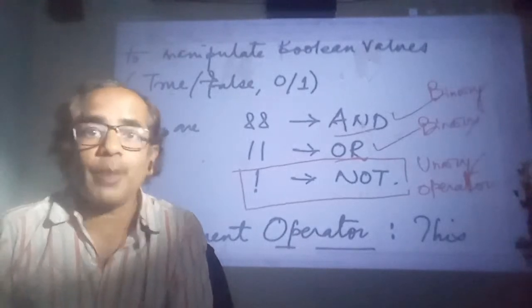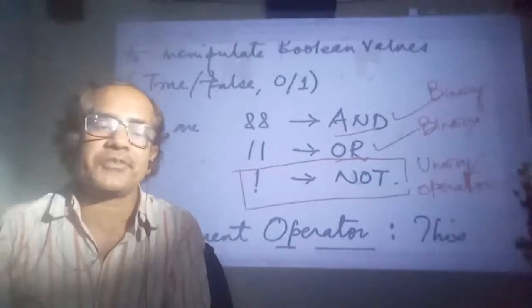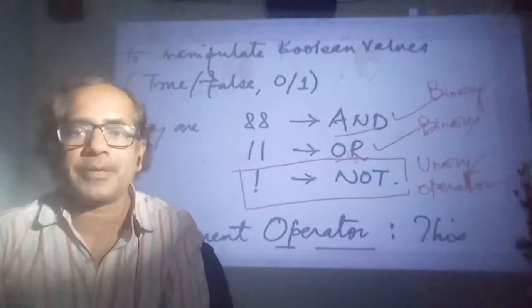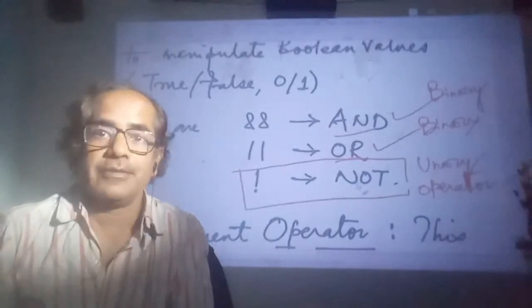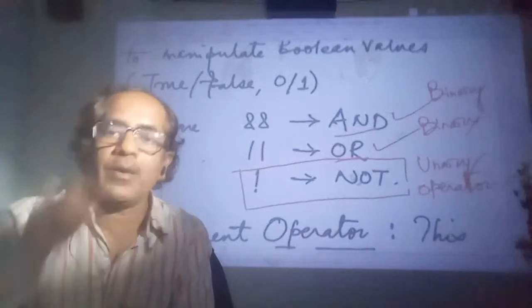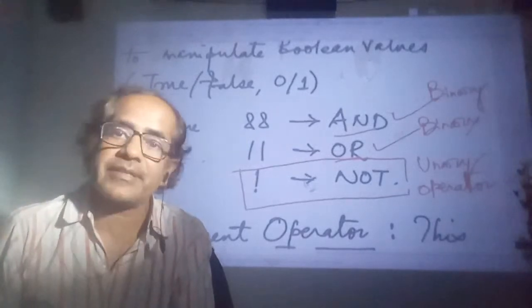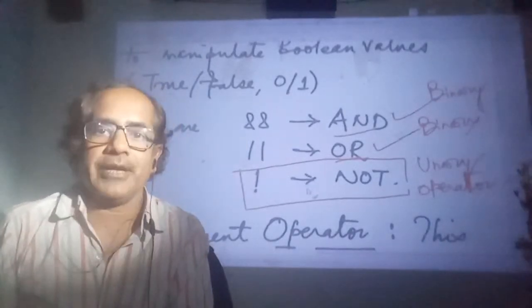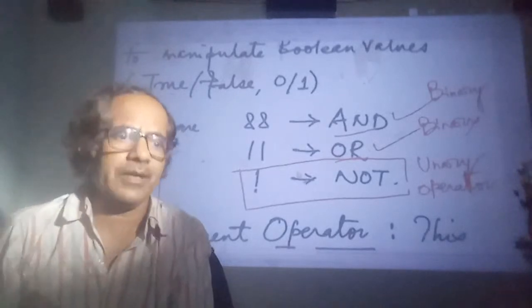Two operands are used with these two operators only, not with not. With not, only one operand is used. So this is in the category of unary operator. Later you will know about it.